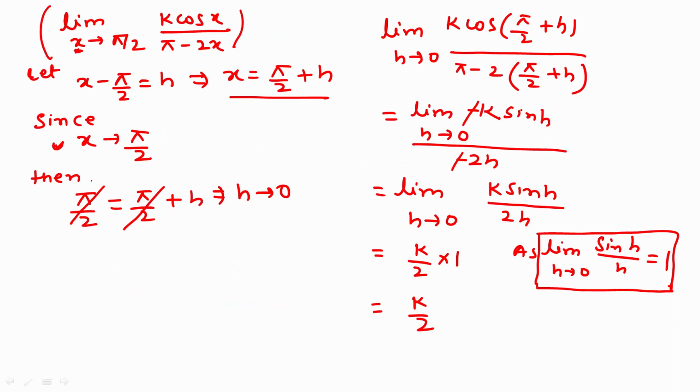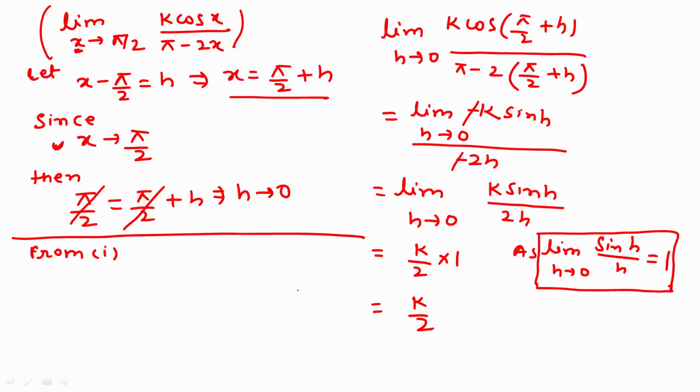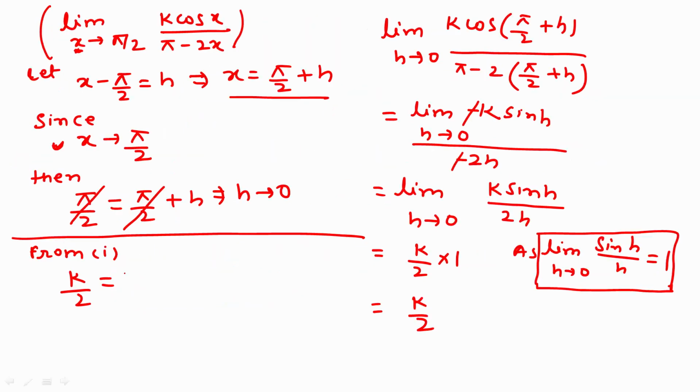From first, the value of this whole limit is k by 2, and the right hand side is 3, so k by 2 is equal to 3, or k is equal to 2 into 3, k is equal to 6. So the value of k is equal to 6.